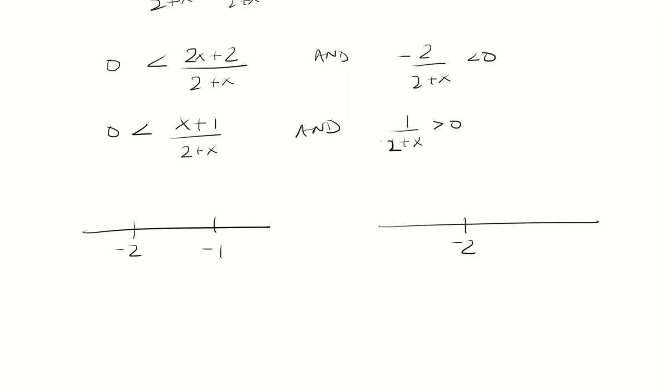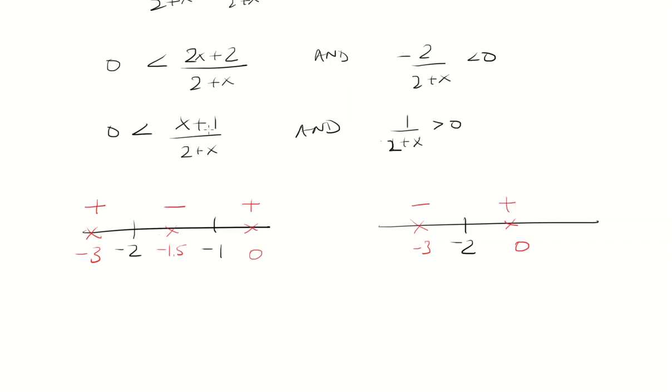We want to test these different regions, so if I plug in, let's say, -3, you get a negative over a negative, so that's positive. Say -1.5, it's a negative over a positive, so that's negative. And here, let's say 0, positive over positive is positive. Now here, pick a number less than -2, say -3. We have 1 over -1, that is negative. And then pick 0, positive over positive is positive.